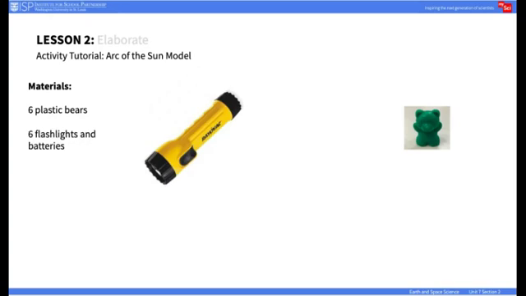In this lab, students will work in 6 groups. Each group will need 1 flashlight and 1 bear, using the flashlight to represent the sun and the bear to create a shadow.